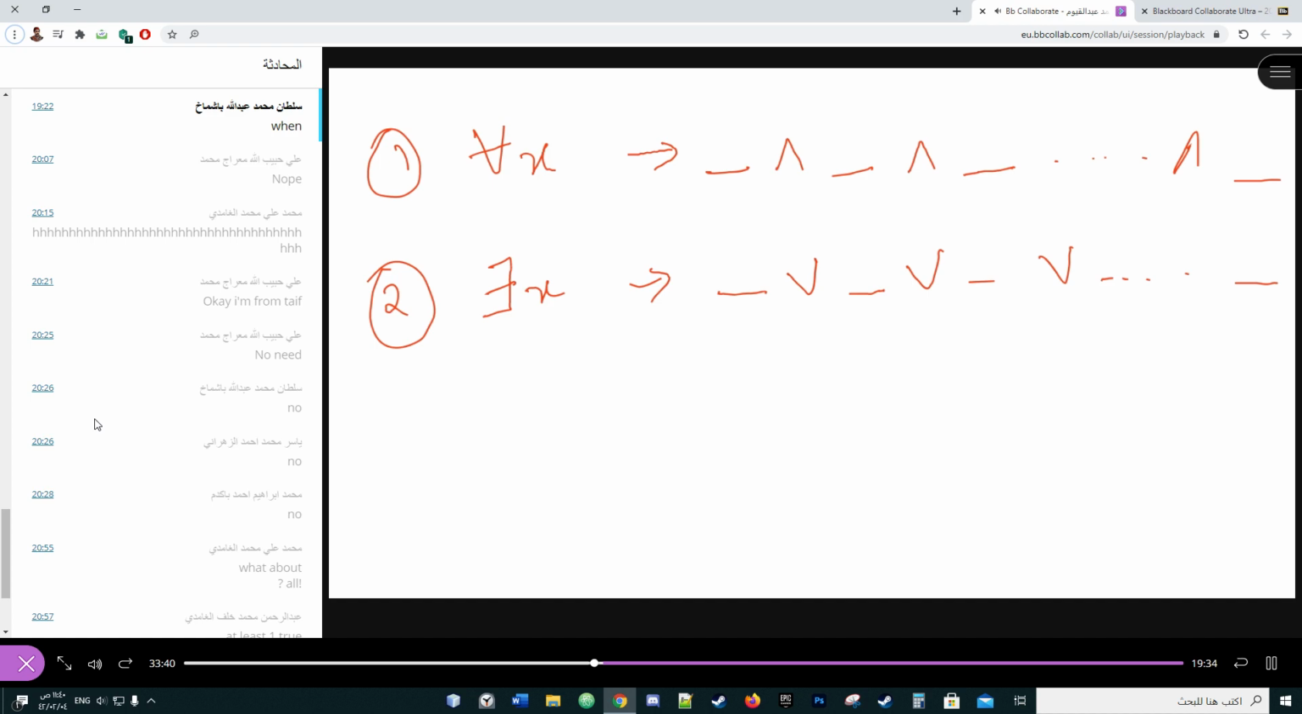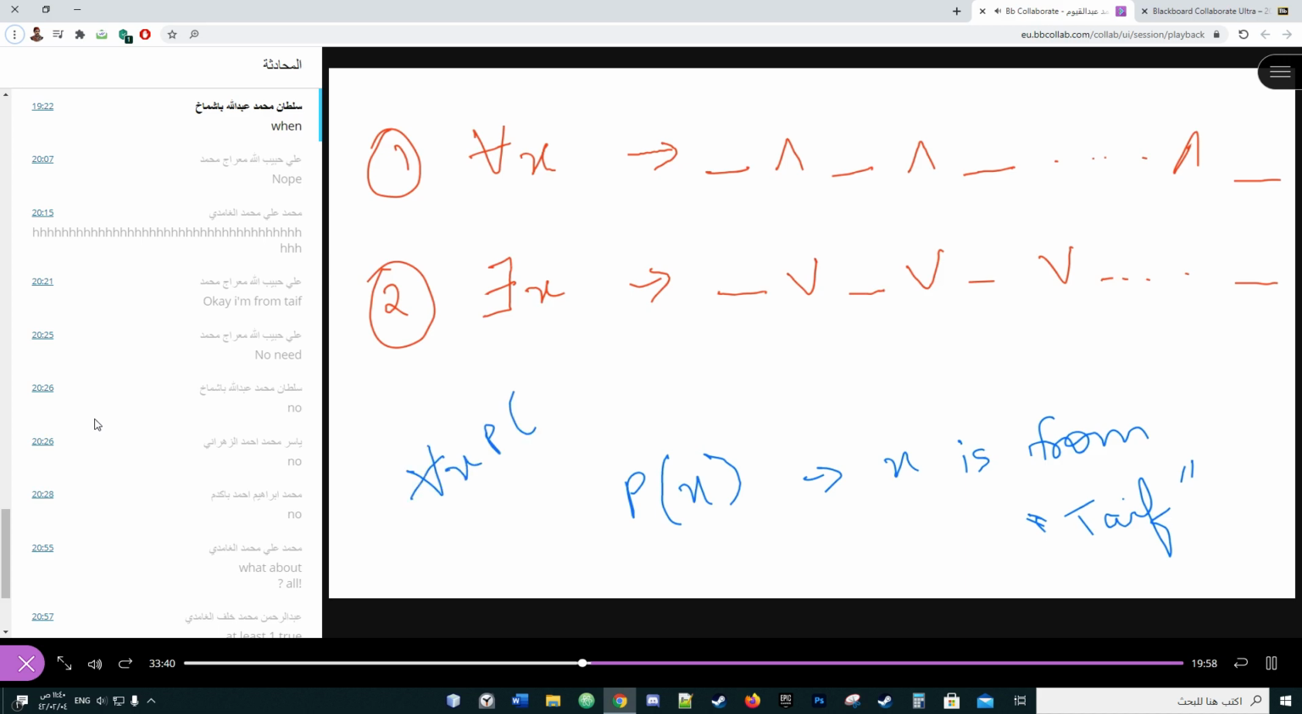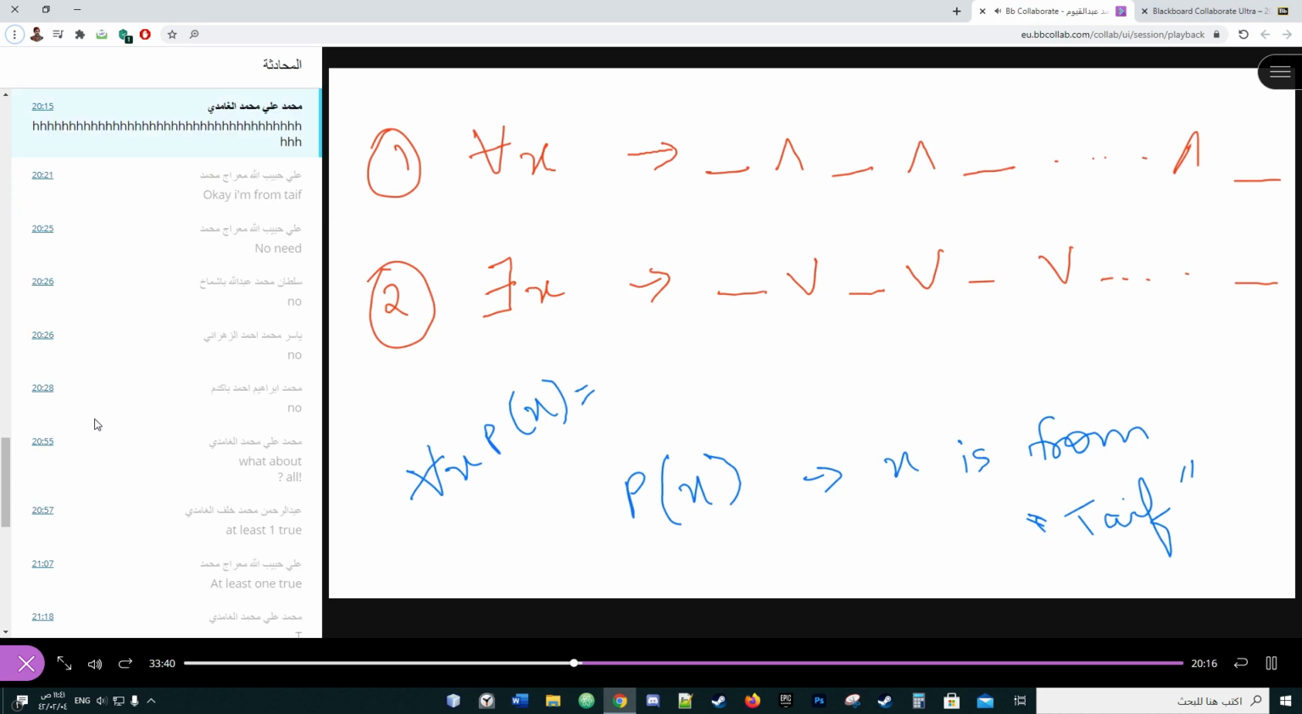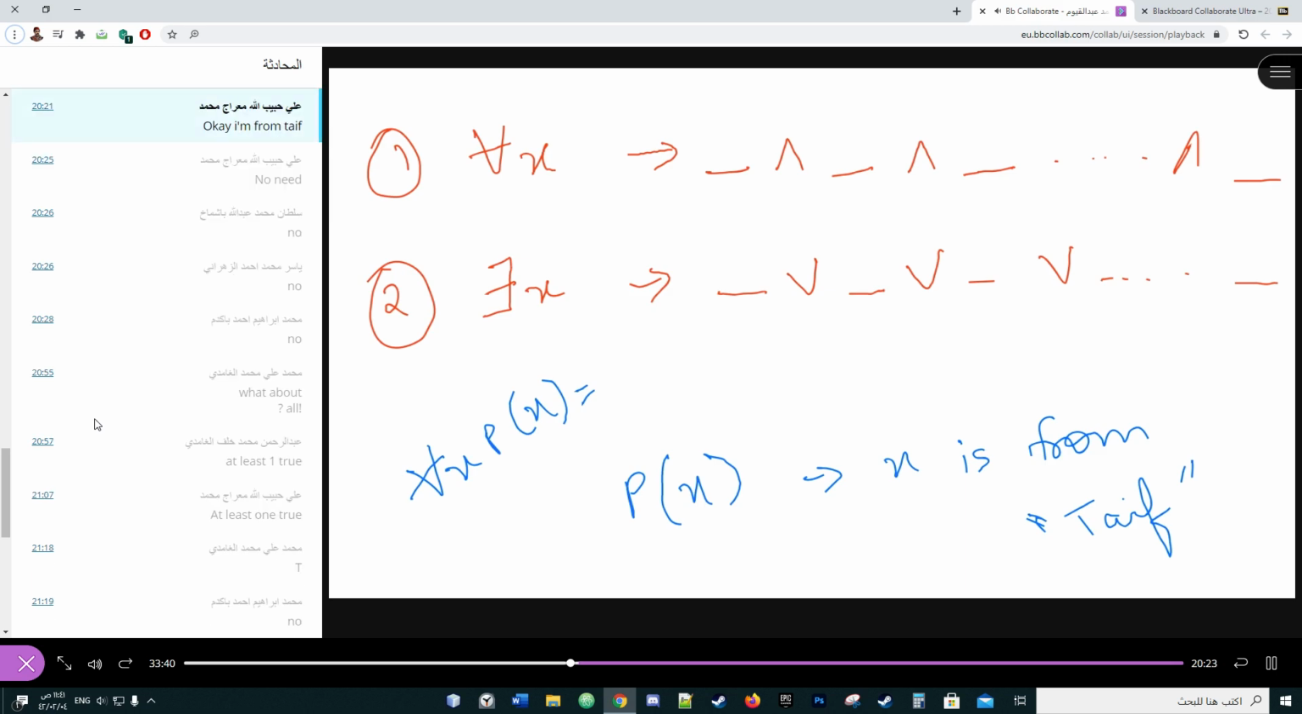For example, let's say x is from Taif, and the domain is the students in my CPCS222 section. To evaluate the first expression, for all p of x, I start with each one of you. I go to Ali Habib and ask, are you from Taif? He says yes. Then I go to Sultan: Sultan, are you from Taif? He says yes. Then I go to Firas. Firas says no, I'm not from Taif. Now, should I continue asking the other students?